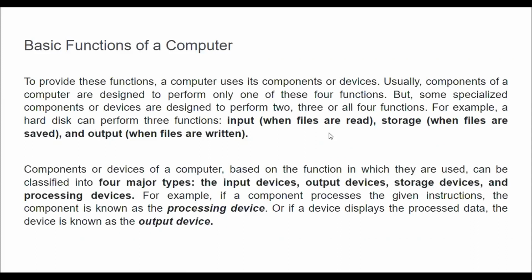Components or devices of a computer, based on the function in which they are used, can be classified into 4 major types: input devices, output devices, storage devices, and processing devices. For example, if a component processes given instructions, the component is known as the processing device. Or if a device displays the processed data, the device is known as the output device.